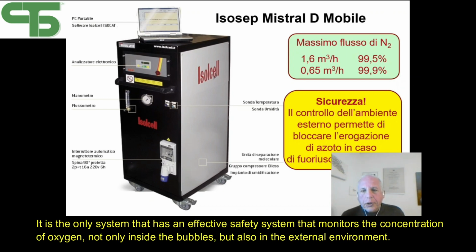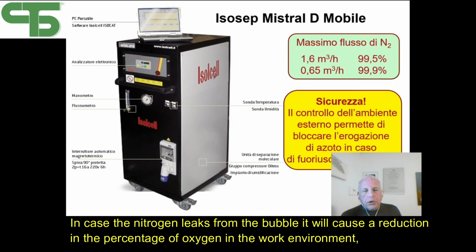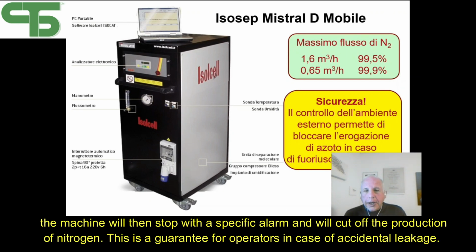It is the only system that has an effective safety system that monitors the concentration of oxygen not only inside the bubble but also in the external environment. In case nitrogen leaks from the bubble, it will cause a reduction of the percentage of oxygen in the work environment, and the machine will then stop with a specific alarm and will cut off the production of nitrogen. This is a guarantee for the operator in case of accidental leakage.